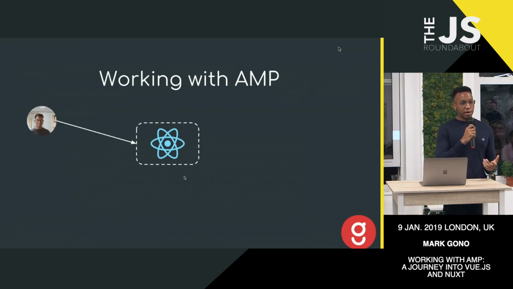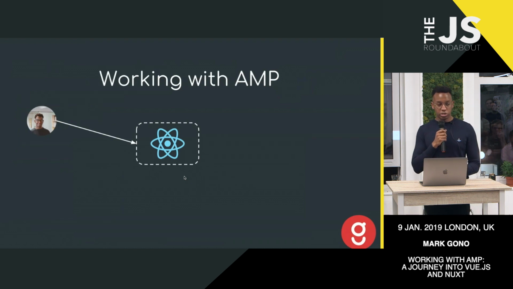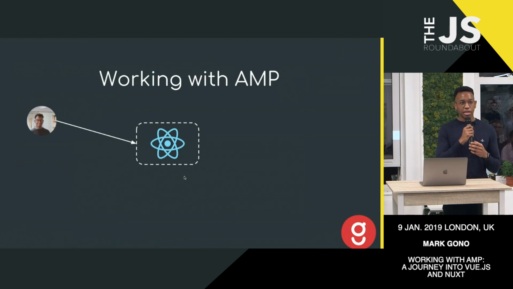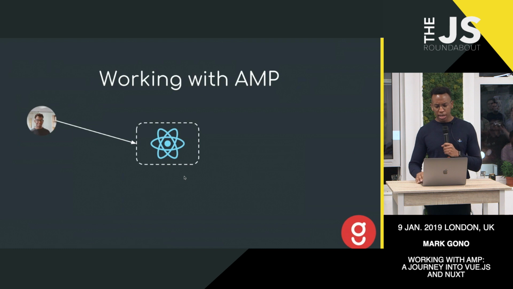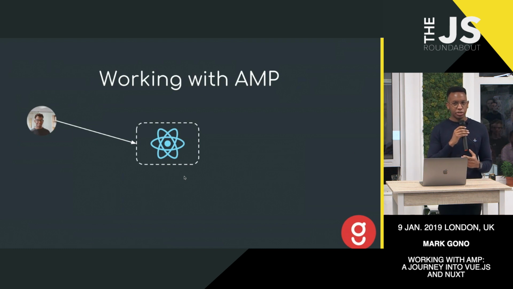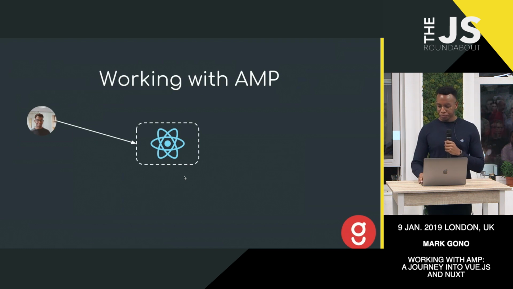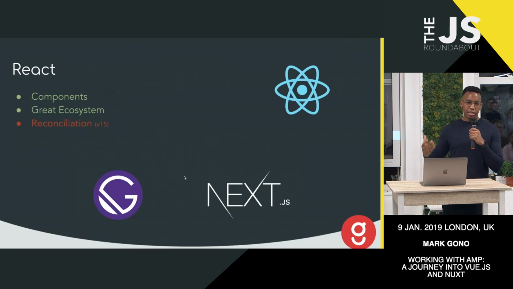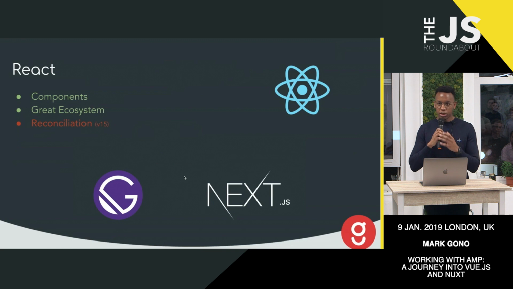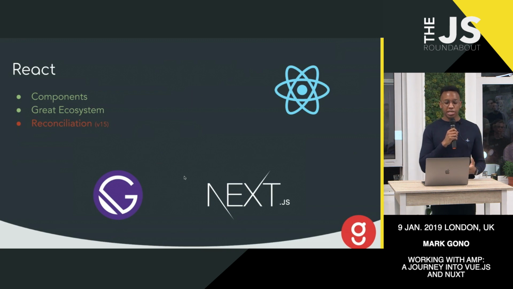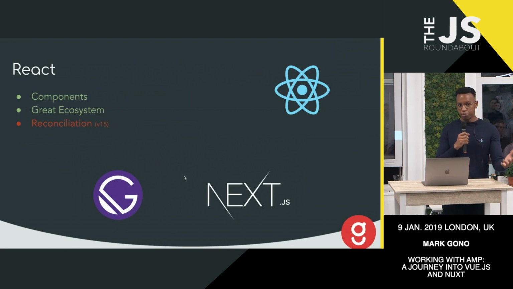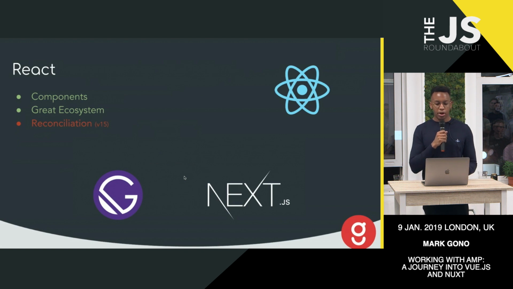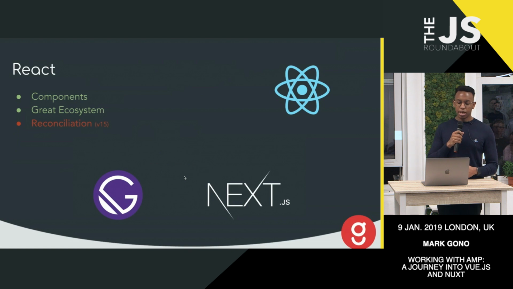So working with AMP, now that we've decided that we want to use this to try and improve our SEO, we've seen the benefit of actually putting that technology as part of our pages. How do we create an application around AMP? So the first port of call for me was React. I'm a React engineer. I thought, why not? We've already got a universal app here at Gousto. React's got components. It's got a great ecosystem around rendering frameworks. It's got Gatsby and Next.